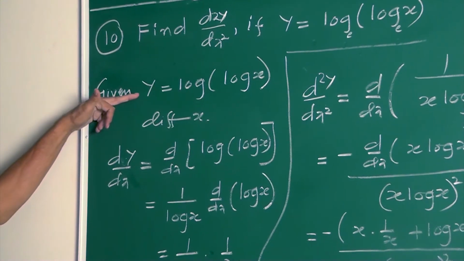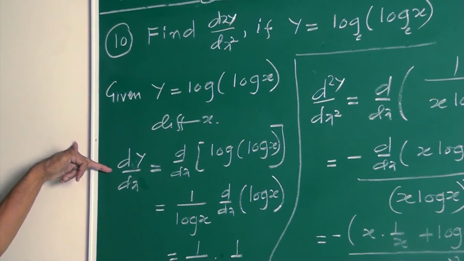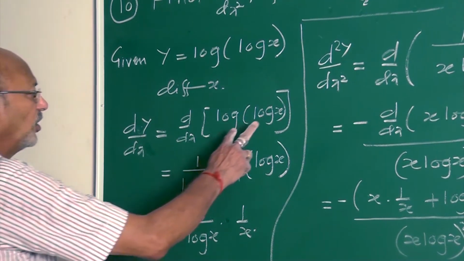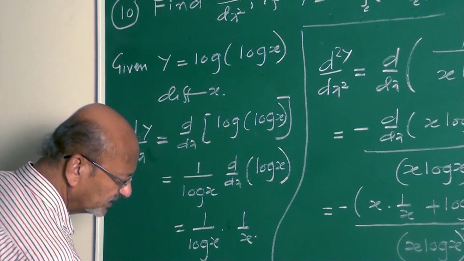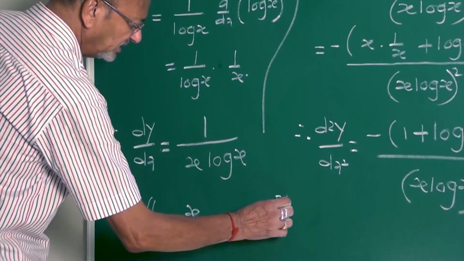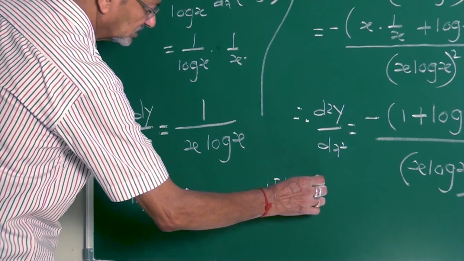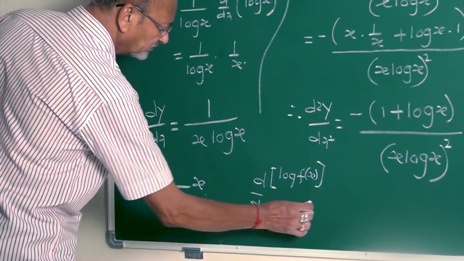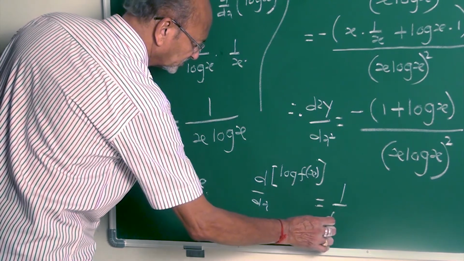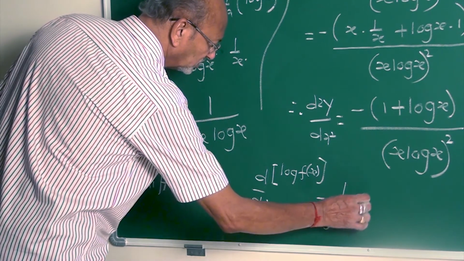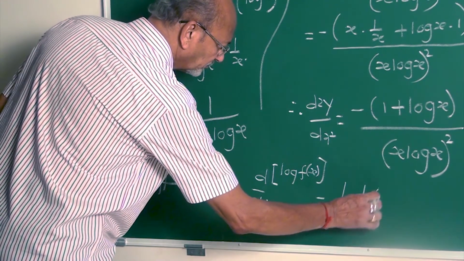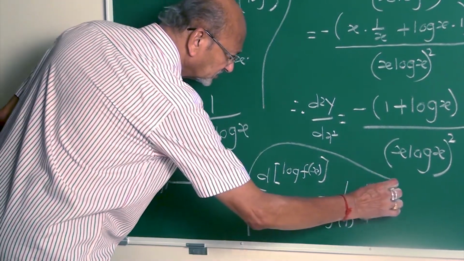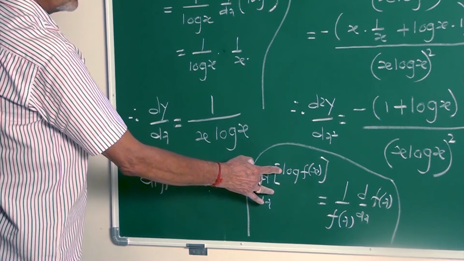Differentiate with respect to x, derivative of y. First derivative of RHS. It is log f. Derivative of log f(x) with respect to x is 1 by f(x) into derivative of f(x). This is the derivative of log f(x).